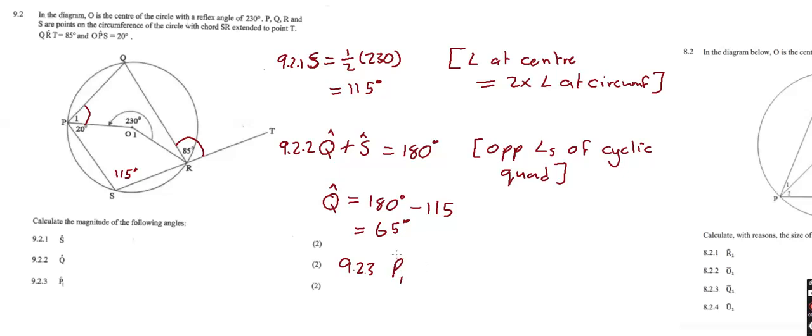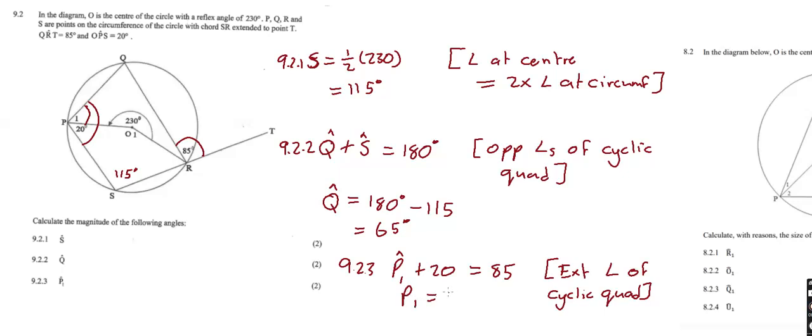knowing that P1 plus the 20 degrees, so that is the whole of angle P, is equal to angle R, is equal to 85 degrees, the angle R that we are given. So the reason for this is exterior angle of a cyclic quad. So P1 should be 65, I presume.